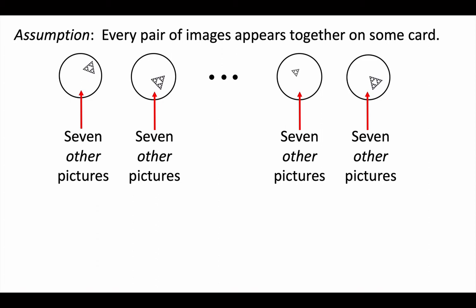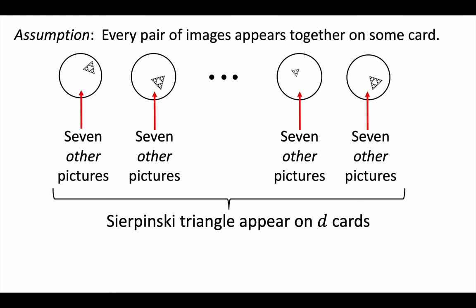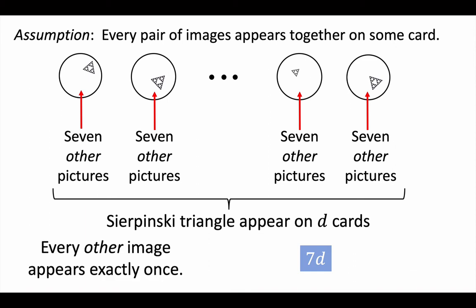Let's do some mathematics with this. We know that the Sierpinski triangle appears d times, which means there are d cards overall. Each card got 7 other pictures, so there are 7 times d pictures that we glued back on, not including the Sierpinski triangle. What pictures did we glue back on? Because the Sierpinski triangle is paired up with every other picture, we glued on all of the other pictures. If there are n pictures total, then there are n minus 1 other pictures aside from the Sierpinski triangle. So 7 times d is equal to n minus 1.